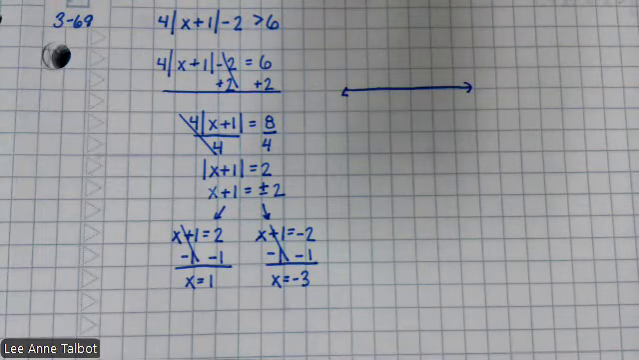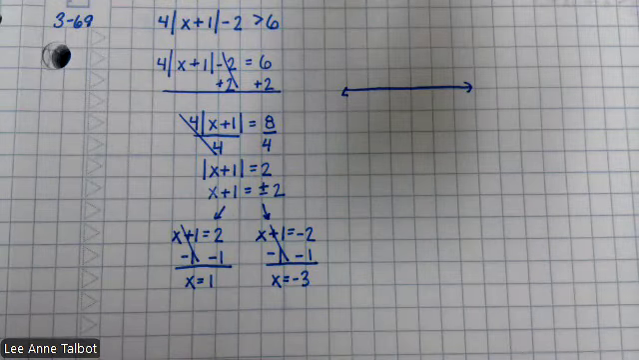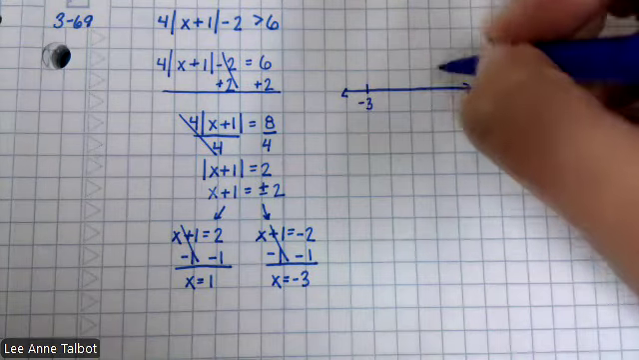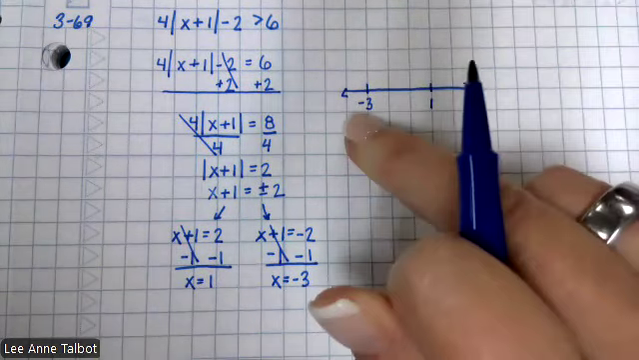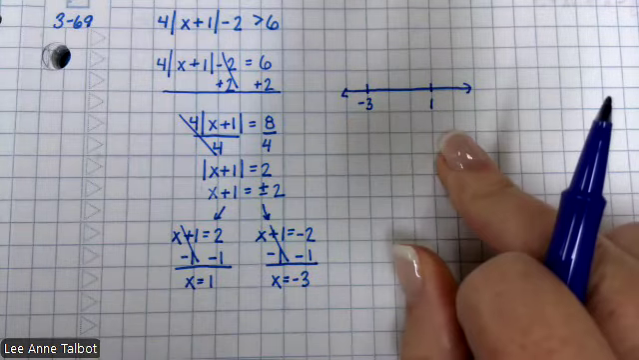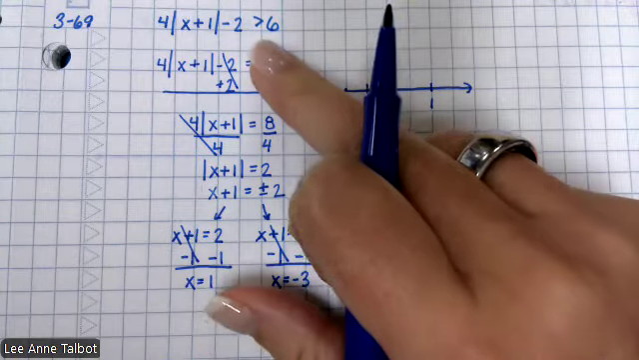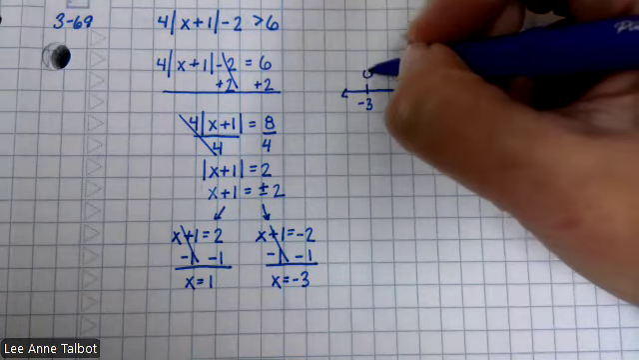Okay, step 1, pretend you have equals. Step 2, solve. Step 3 is the number line. Make sure that you've got the things in the proper order. So -3 goes on the left, 1 goes on the right. And then take a look back at the original problem, open or closed.